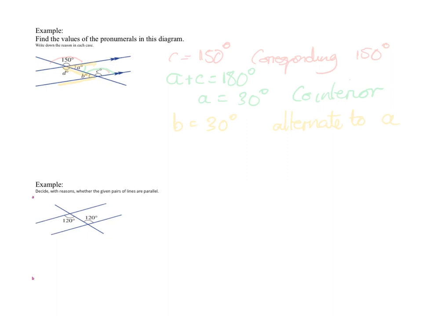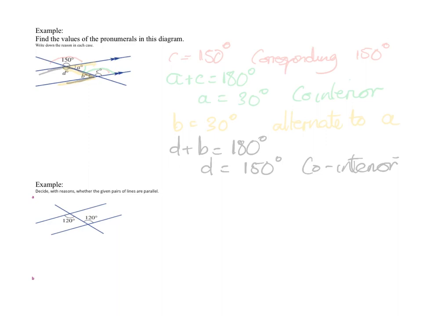Last one to find now is D. Hopefully you can see that D is co-interior. See that C? It's a backward C, but it is co-interior with B. And we know that co-interior angles add up to 180 degrees. Now if B is equal to 30, then D must be equal to 150 degrees. Hopefully you can see it's a bit of a domino effect. Just because I've done them in that order doesn't mean that you have to, but you could do it in slightly different ways and still end up with the same answer.